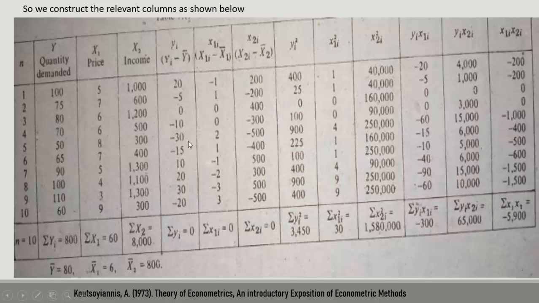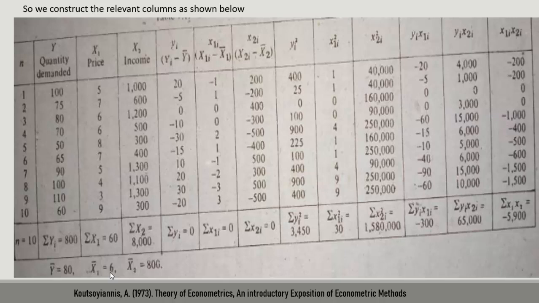Similarly, for finding the x1 bar, we add all the observations of x1. If we add 5, 7, 6, 6, 8, 7, 5, 4, 3, 9, we get 60. And if we divide the 60 by the number of observations 10, we get x1 bar.